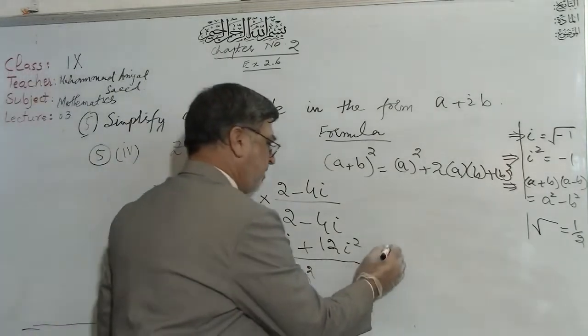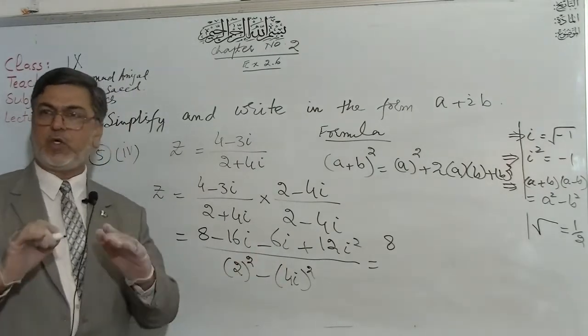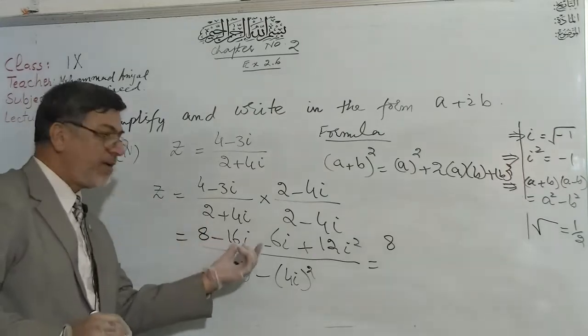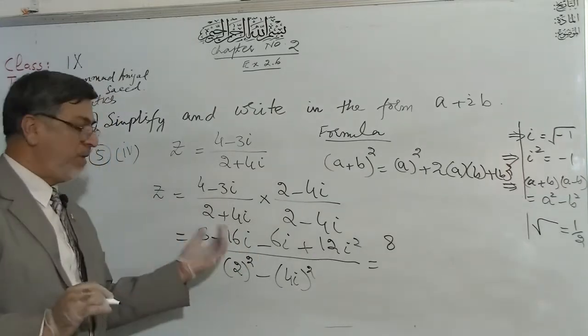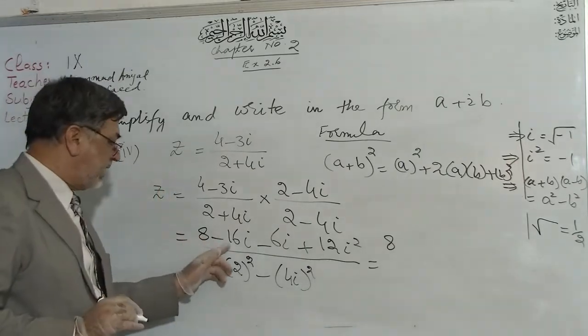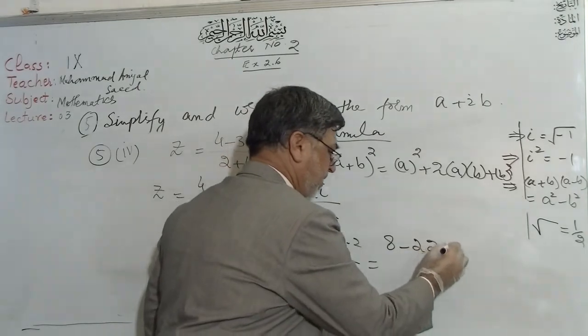Here is 8 minus 16 iota minus 6 iota. I told you that we have two terms with the same sign. If you have two terms with the same sign, they will be added and the sign of the bigger term will be written. So it is minus 16 minus 6, minus 22 iota.